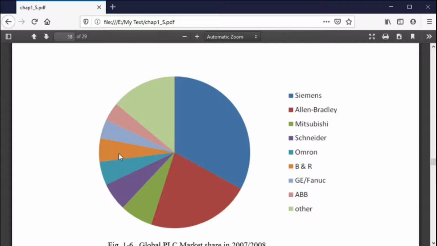Now it's interesting that B&R is in there. B&R is a small company in Germany that kind of competes a little bit with these guys. So they're kind of the little guy. This is the big guy in Germany. GE Fanuc. GE has always had a PLC. SA Brown Boveri entered the market, and then there's the other ones.